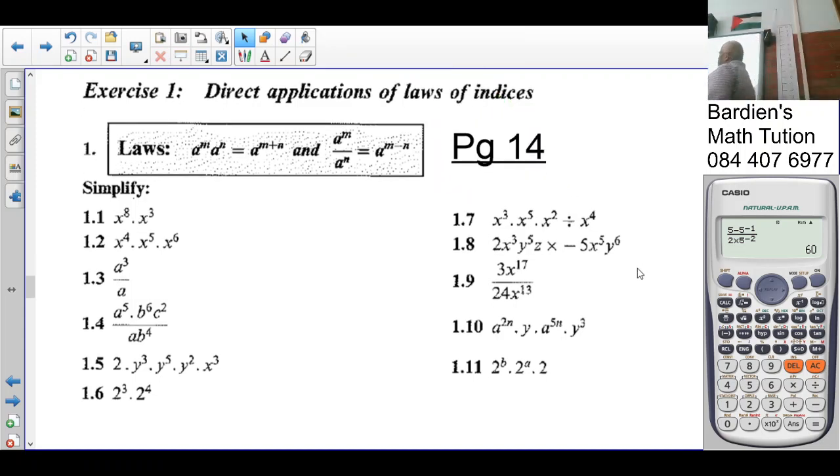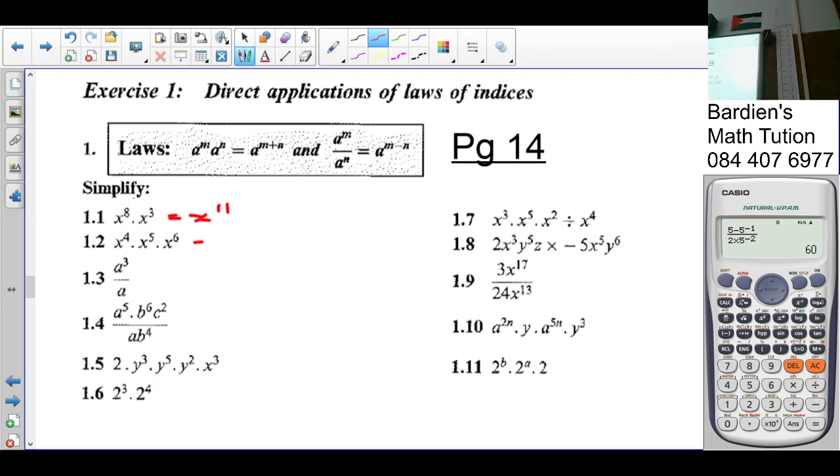Okay, so the first answer was x to the exponent 11. Not so? Yes, sir. The next one? x to the exponent 15. The next one? a squared, because that's 3 minus 1. The next one is a^4, because that's 5 minus 1. b squared, as it's 6 minus 4. Okay. Number 1.5, 2 y to the power 8, 10 and x cubed.